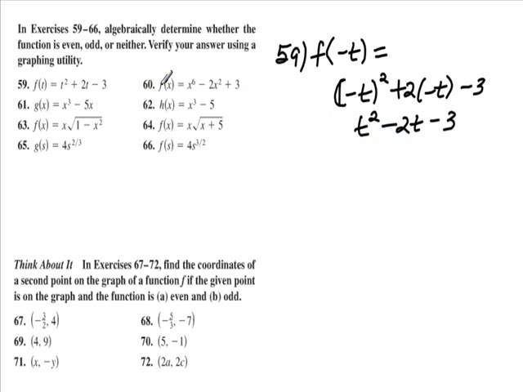The opposite of the original would have been a negative t squared minus 2t plus 3, which it is not either. So this one is neither even nor odd. Okay.